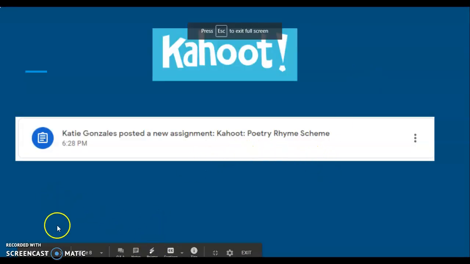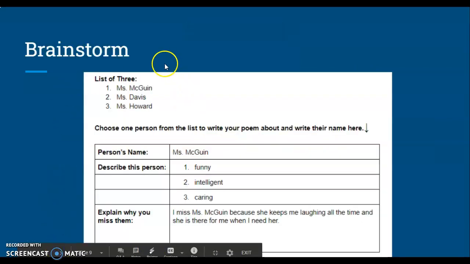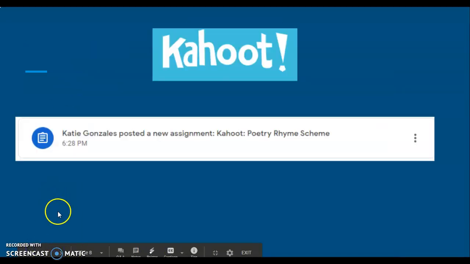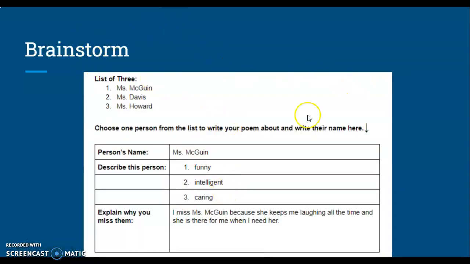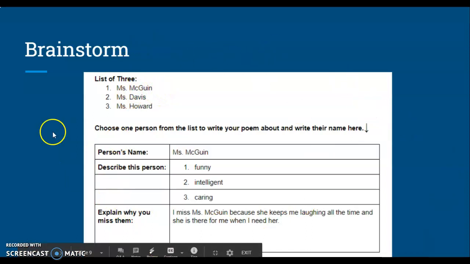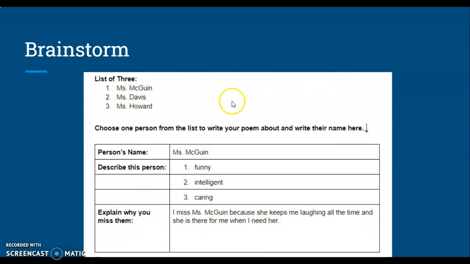All right, so now that I have looked to see how we did on rhyme scheme, hopefully we all got the rhyme scheme for that poem. Now we're going to go ahead and look at our brainstorm from yesterday because we're going to be writing a poem. So we're going to be using our brainstorm from yesterday to create our poem.